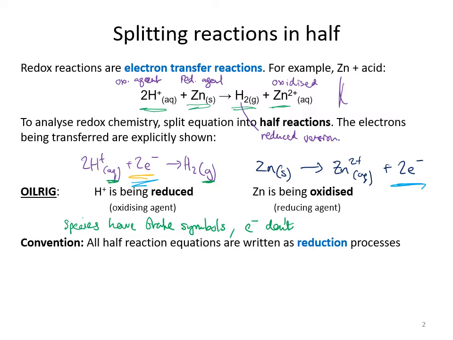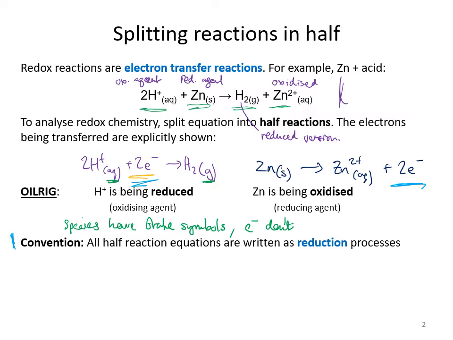Now, we've got these 2 equations, but we haven't quite finished, because convention states that when we're writing half equations, we always have to write them as reduction processes. That's fine for the hydrogen version because H plus is being reduced, so it's written as a reduction already. But the zinc version on the right hand side is not written as a reduction. At the moment, it's written as an oxidation because the electrons are on the right. So when we're writing the 2 half equations, we need to flip the equation.